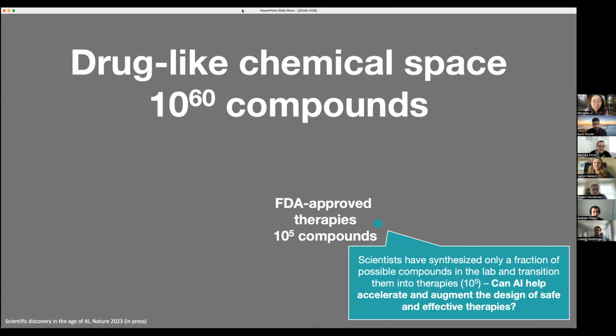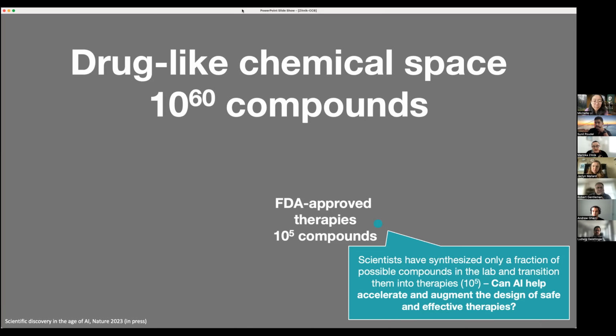We go from the range of 10 to the power of 60, which is an estimate for the number of drug-like compounds that potentially exist, to only around 10 to the power of 5 chemical compounds that have been approved as FDA therapies. Nevertheless, we have seen incredible progress in medicine over the last century. So imagine what could be possible if we could put to use advanced computational methods, and artificial intelligence methods in particular, in order to expand this tiny green point that I'm showing here on this slide, and identify other molecules that might be potential candidate therapeutics.